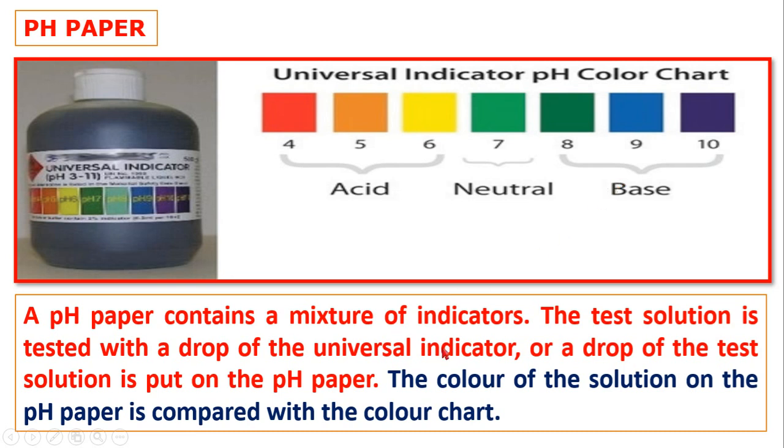So the color of the solution on the pH paper is compared with the above pH chart. So what does pH paper mean? It contains a mixture of indicators.